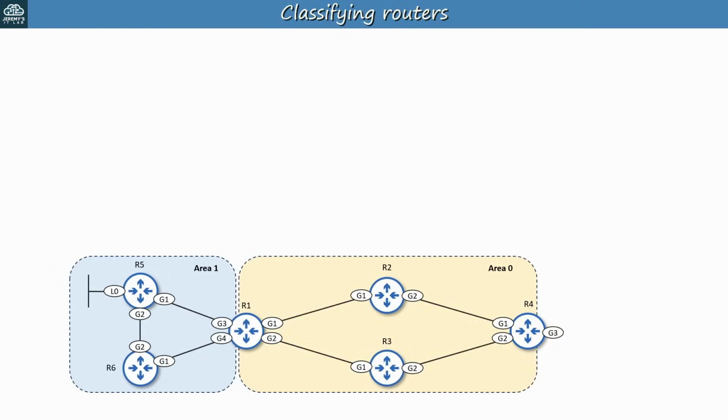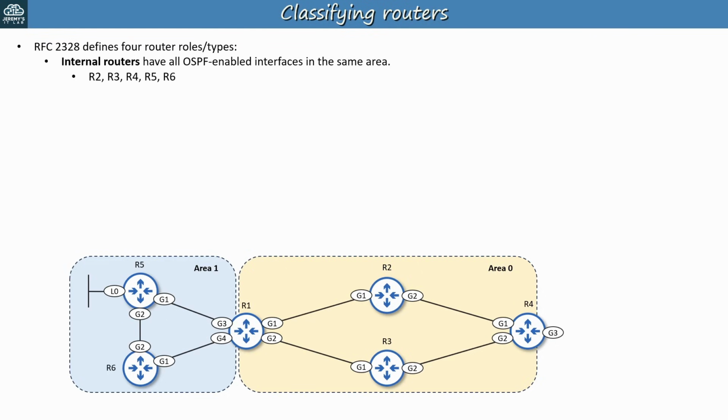Multi-area OSPF leads well into the next topic, classifying routers. RFC 2328 defines 4 router roles or types. First, internal routers have all OSPF-enabled interfaces in the same area. In the network below, that includes R2, 3, 4, 5, and 6. R4's G3 is outside of Area 0, but it's not OSPF-enabled, so R4 still counts as an internal router. Only R1 is not an internal router because it has interfaces in 2 areas, Area 0 and Area 1.